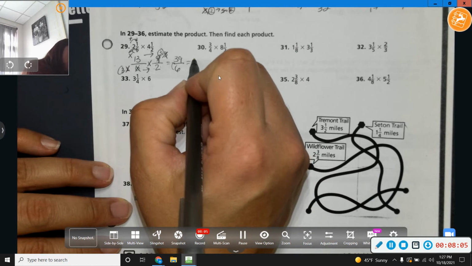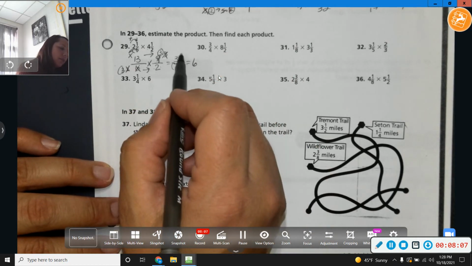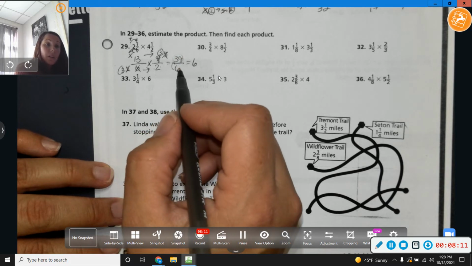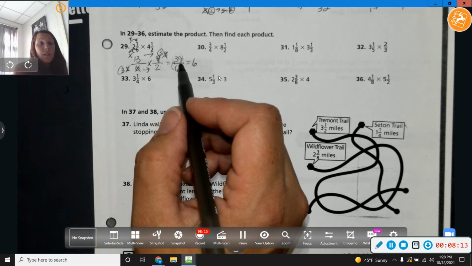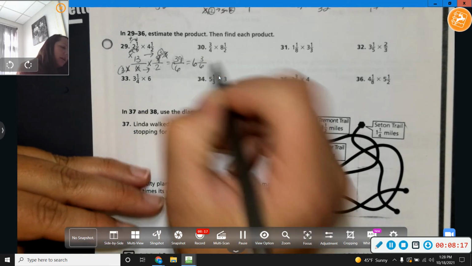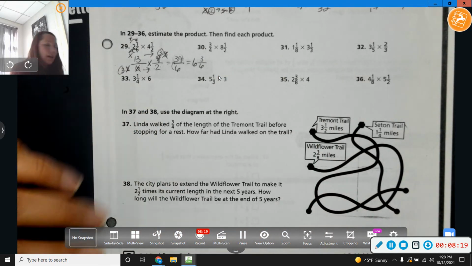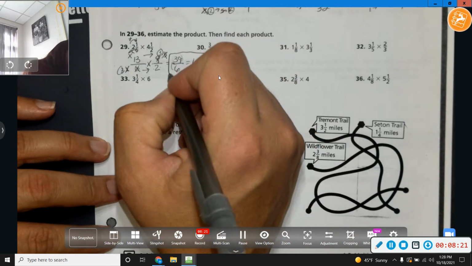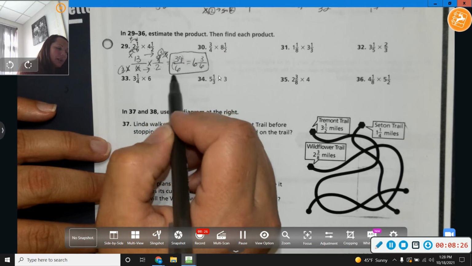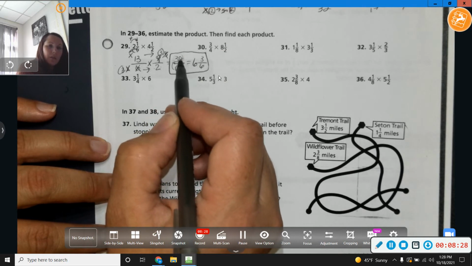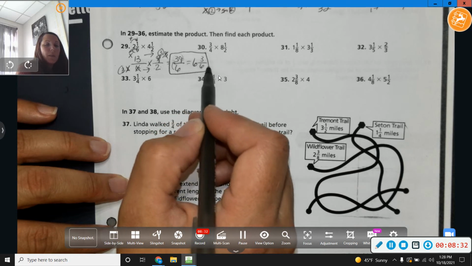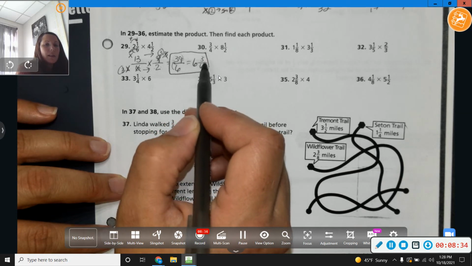So 6 went into 39 6 whole times. I've used up 36 of those. So how many are left? 36, 37, 38, 39. So I have 3 left, and my denominator is 6. Okay? So if you want to leave it as an improper fraction, because that's the directions, it would be 39 over 6. If you need to change it to a mixed number, you would say it's 6 and 3/6.